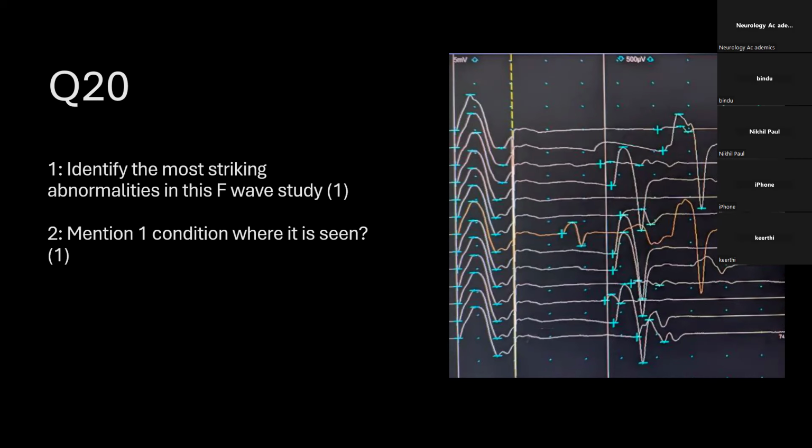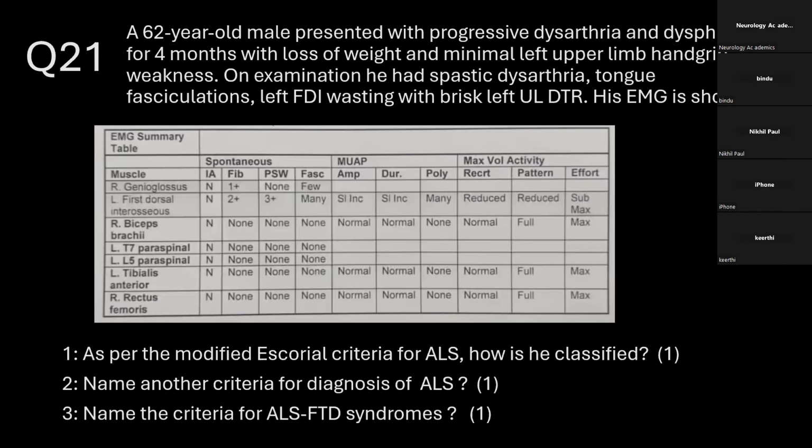Next question. A 62-year-old male presented with progressive dysarthria and dysphagia for 4 months with loss of weight and minimal left upper limb hand grip weakness. On examination, he had a spastic dysarthria, tongue fasciculations, and left FDI wasting with brisk left upper limb DTRs. His EMG is shown below.